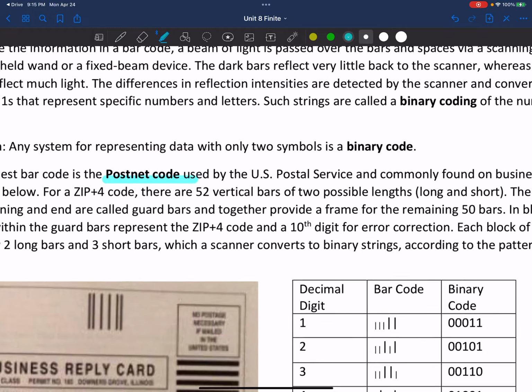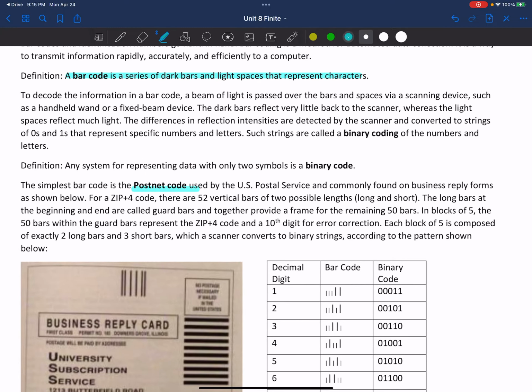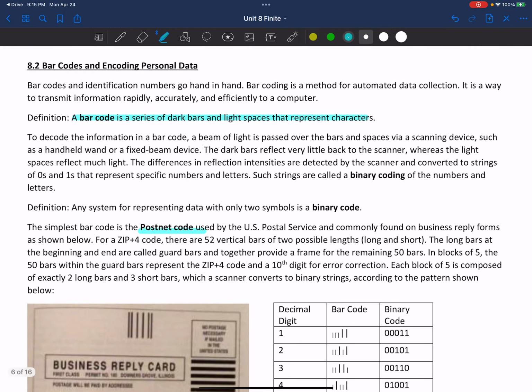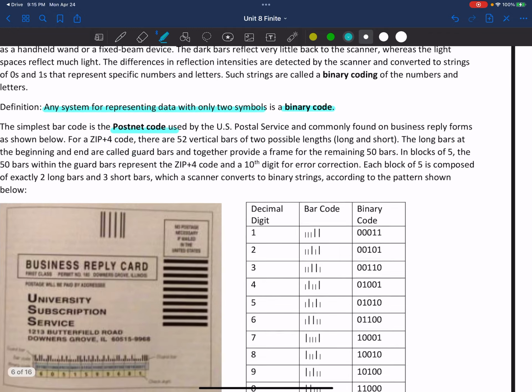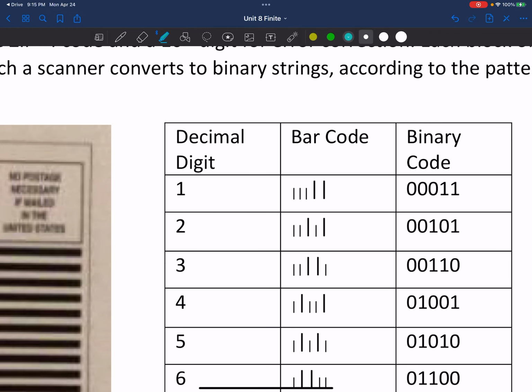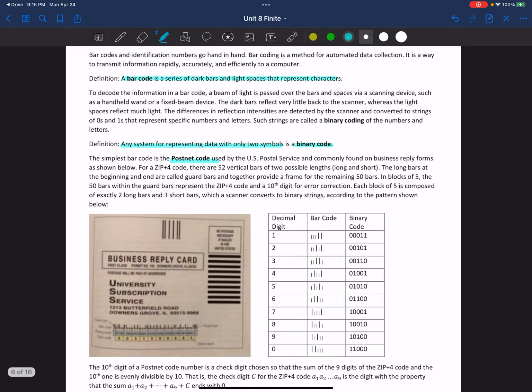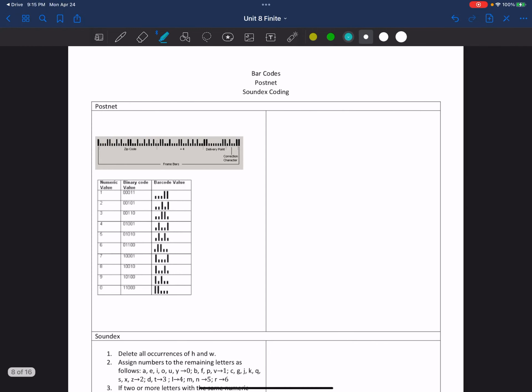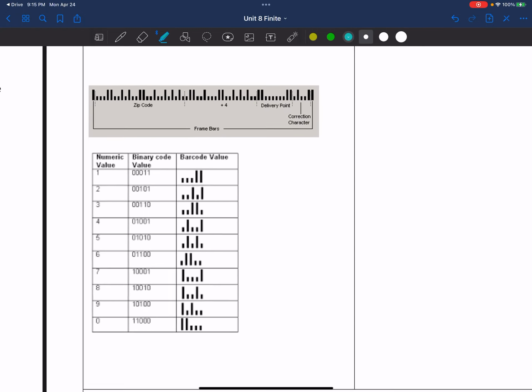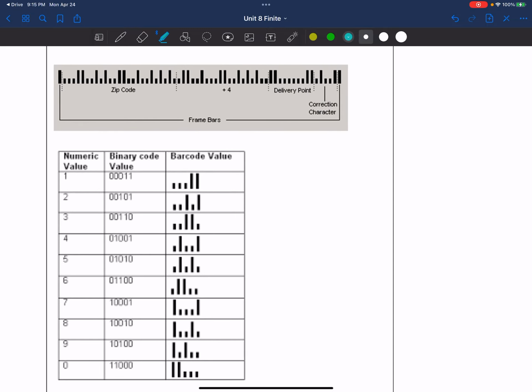All right, so I want you to go ahead and take a look at the description here. Of course, binary code is any system for representing data with only two symbols. It doesn't always have to be ones and zeros. In this case, we have barcodes, so we have short ones and we have big ones. I have a document here that I'm going to go over. It's just a little framework that's a little bit easier to read of what this looks like.